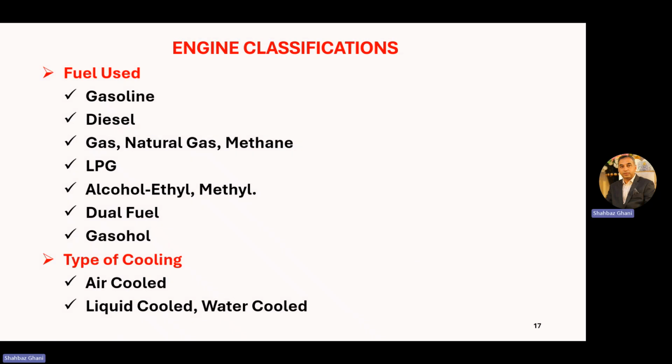Now, with respect to the fuel, you can also classify an engine. If you are using gasoline fuel, you call it a gasoline engine. If you are using diesel, it is a diesel engine.